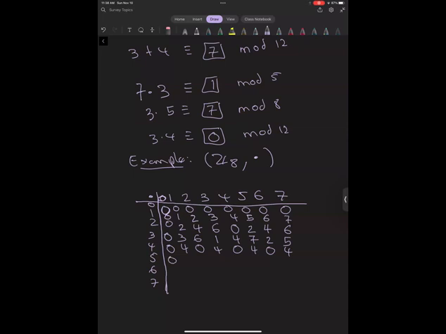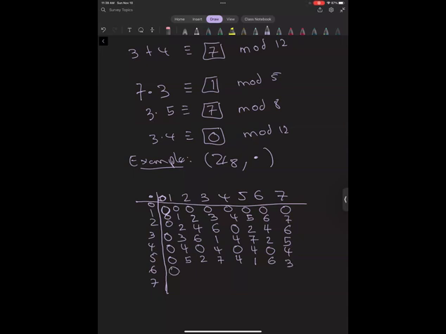5 times 0 is 0, 5 times 1 is 5, 5 times 2 is 10, modulo 8 is 2, 5 times 3 is 15, modulo 8 is 7, 5 times 4 is 20, modulo 8 is 4, 5 times 5 is 25, modulo 8 is 1, 5 times 6 is 30, modulo 8 is so what? 6. Yeah. 5 times 7 is 35, modulo 8 is 3.